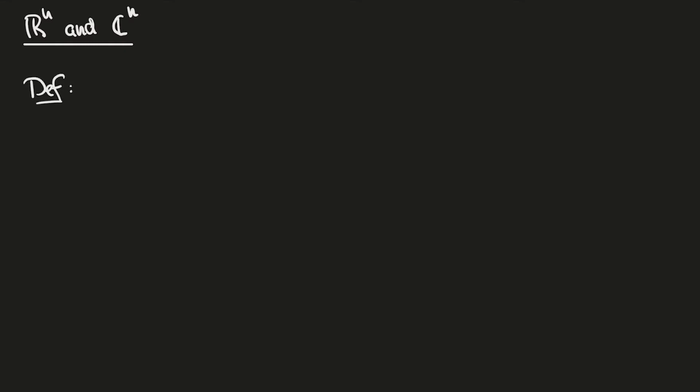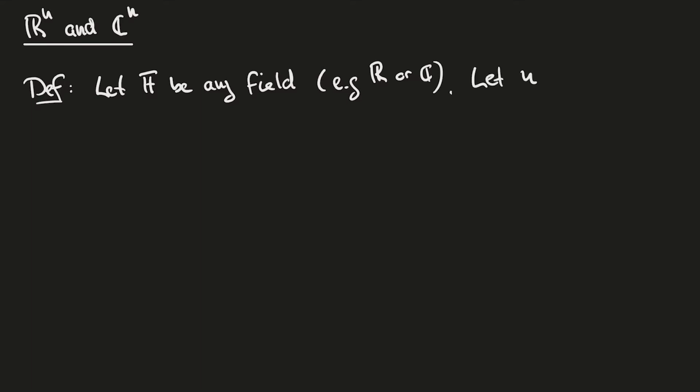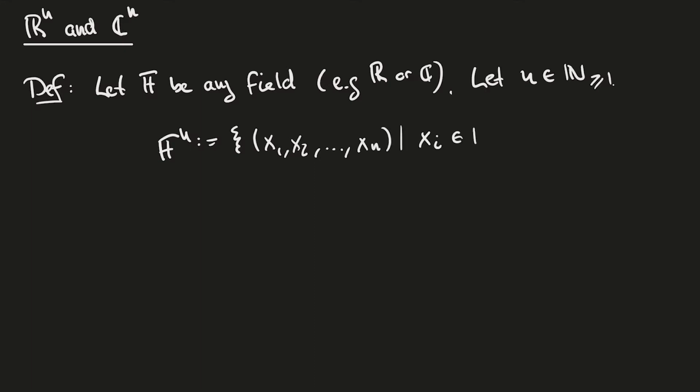So we'll do this a little more generally. We'll let F be any field, but we can think of the examples R or C if we want to be concrete. We also let n be a positive natural number, so in this case, we want to exclude 0. Then we define the set F^n to be the set of all ordered lists of length n with entries in F. So that's ordered lists of the form (x1, x2, and so on up to xn), where each xi is in F for all i between 1 and n.